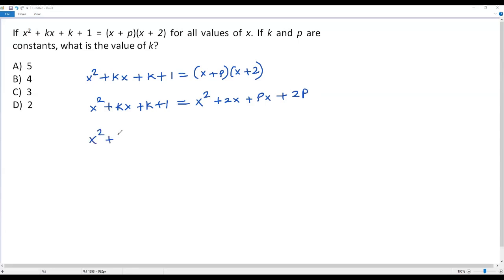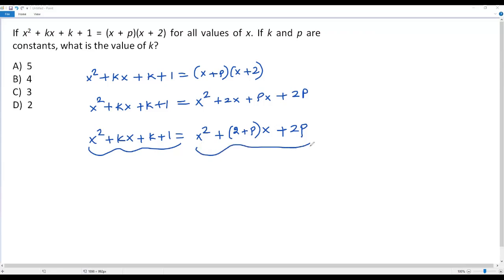Let me write the left side as is. That is x² + kx + k + 1 = x² + 2x + px + 2p. Now we can factor x out from these two terms because both terms have the greatest common divisor x. When I factor x out, I have only 2 left in the first term and p left in the second term, so x(2 + p) + 2p. As I said earlier, now the two quadratic expressions are equal. Whenever two algebraic expressions are equal, the coefficients of like terms must be equal.